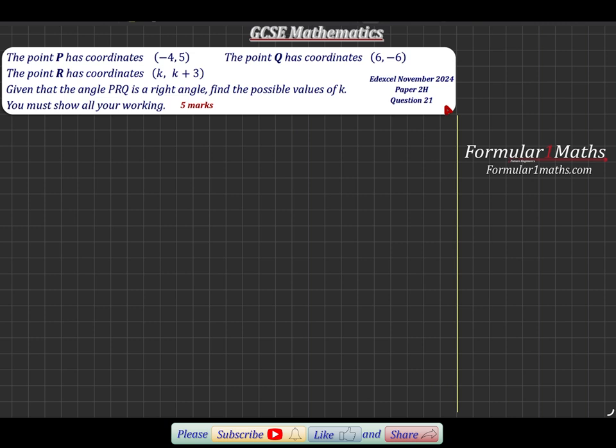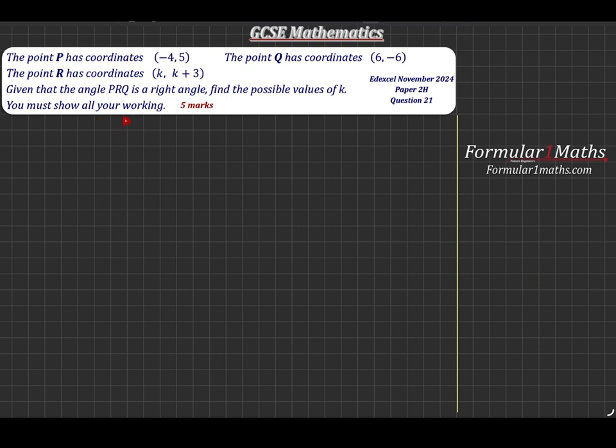This question is the Edexcel November 2024 GCSE Maths Paper 2 Higher, question 21. The question says, the point P has coordinates -4, 5. The point Q has coordinates 6, -6. The point R has coordinates k and k plus 3. Given that the angle PRQ is a right angle, find the possible values of k. You must show all your working.